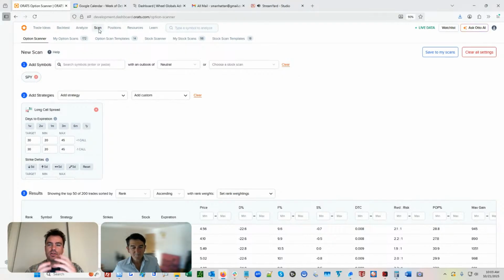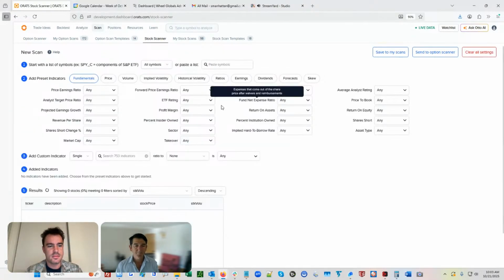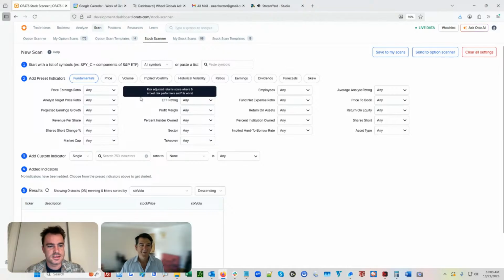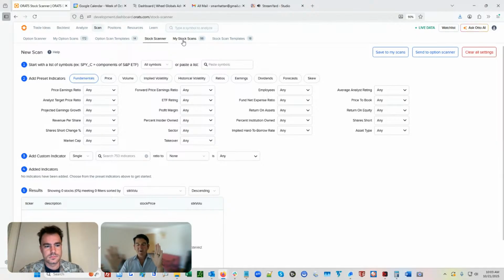Yeah, right now you're just talking about a normal calendar spread. Right. And that's what we're going to be talking about: how to find a good setup for that calendar spread, and then anything else you want to talk about. We're going to be using the option scanner and maybe the stock scanner to test these out.